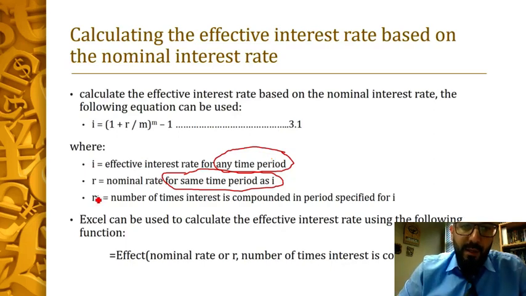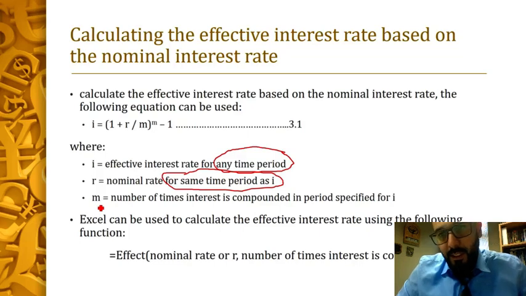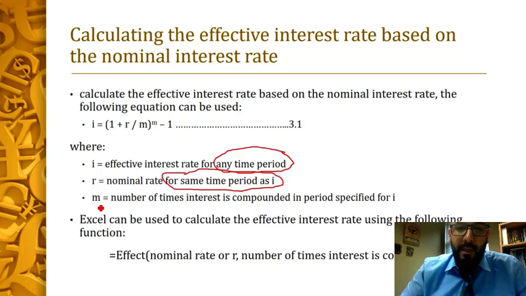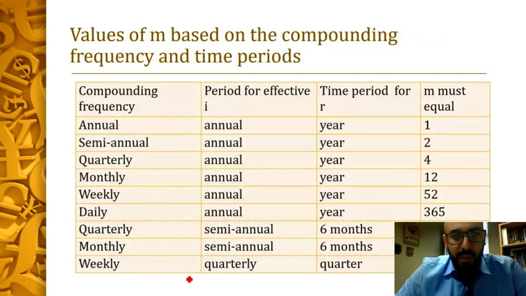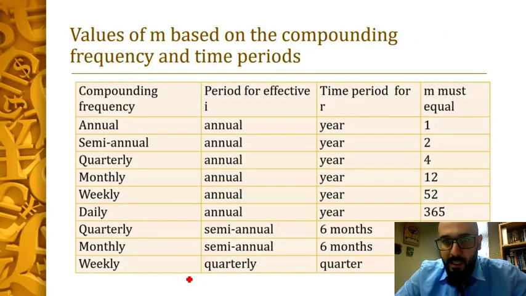Other than that, you're going to get a wrong number, and this is very tricky. And we'll talk about M as well. It's very easy to find M. Also, we can use Excel to calculate the effective interest rate by typing equal EFFECT, open parentheses, inserting the nominal interest rate for the same period as I, and then the number of times interest is compounded, or M. This table will help you to identify M.